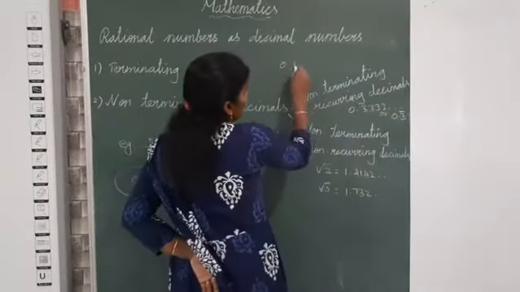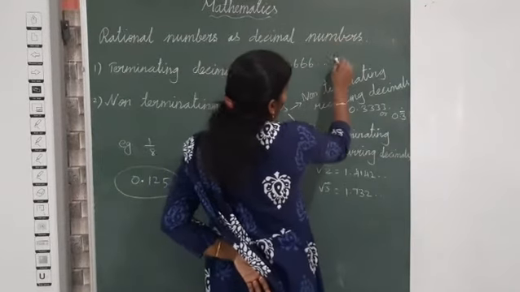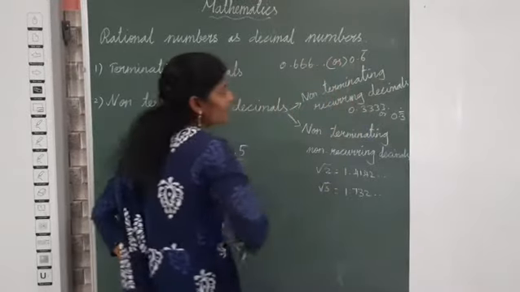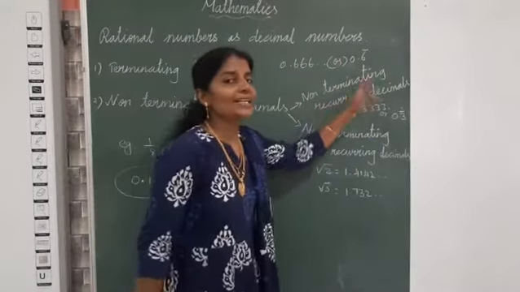Suppose 0.666 etc. Or we can write 0.6 bar. This number is called a non-terminating recurring decimal.